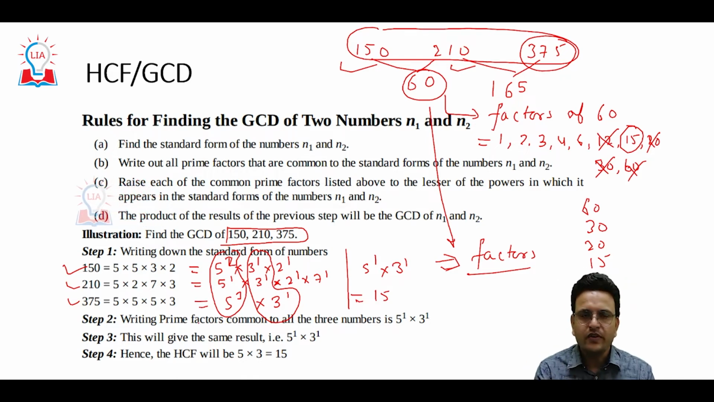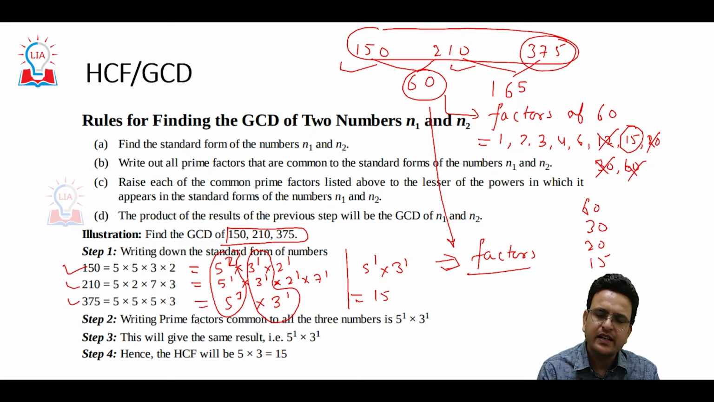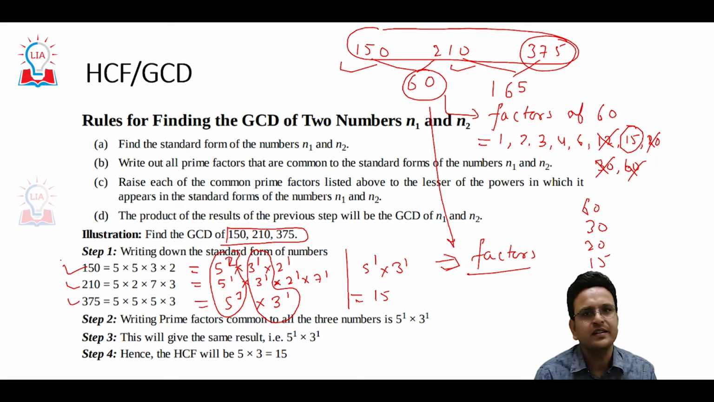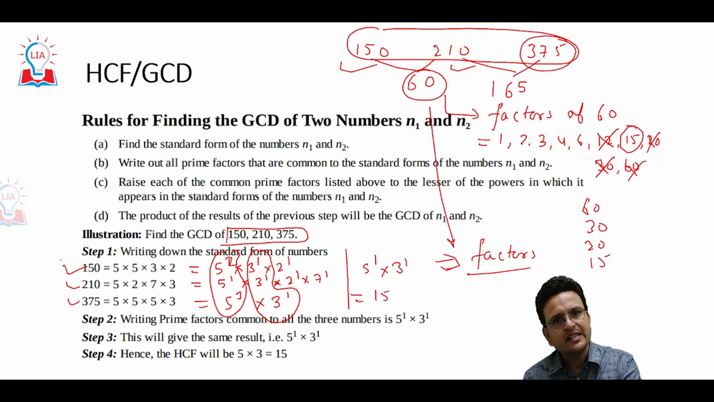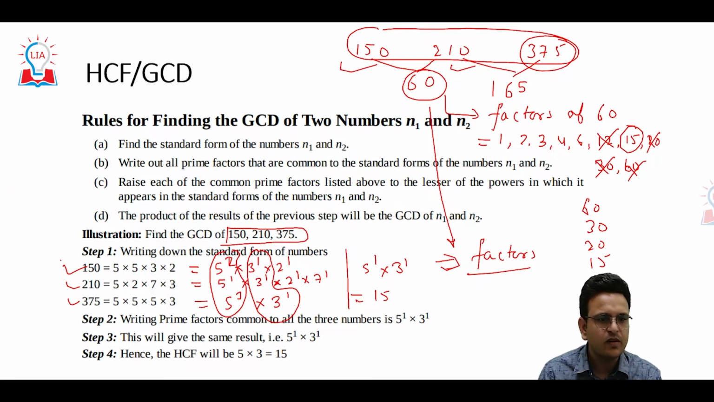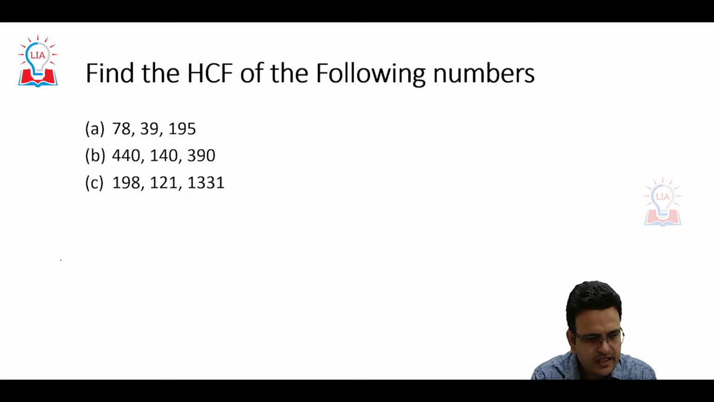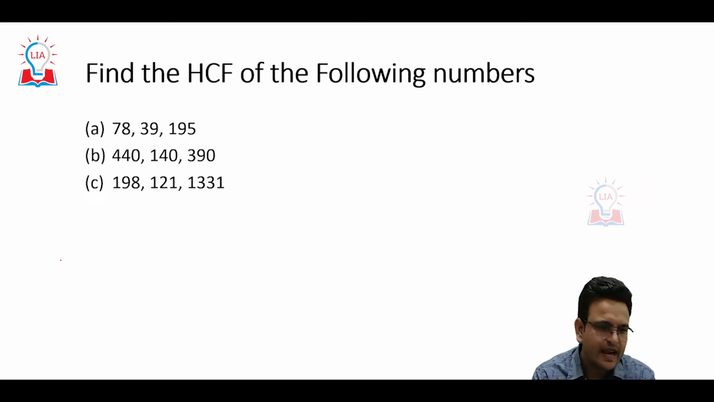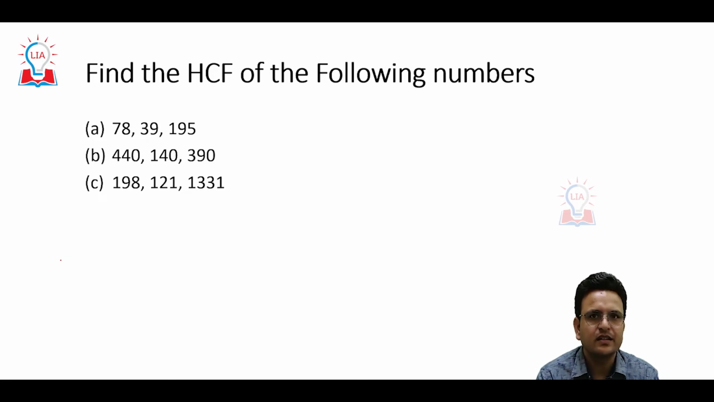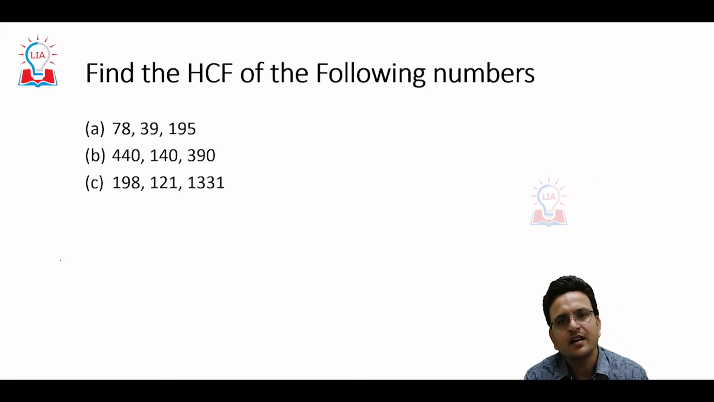So there are 2 ways to get the HCF. One is the simple way, where you get the factors. Another, through the difference, you can also get the highest common factor or greatest common factor. Now here are some questions I have given. Try to pause the video and get the answer, and leave your answer in the comment box.